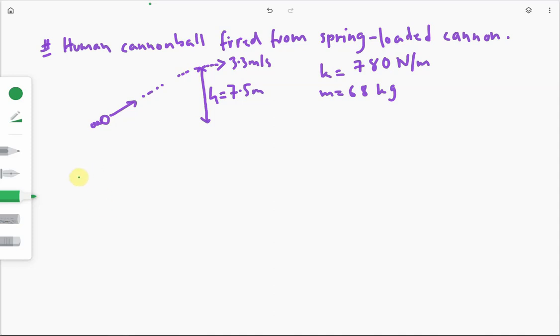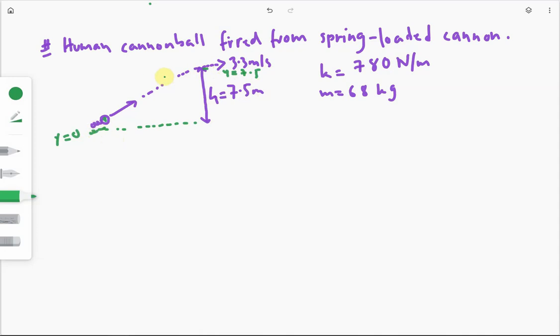Okay, so in this problem we have a human cannonball fired from a spring-loaded cannon at a circus. If we picture this situation, it looks something like this. The human cannonball starts here. So this is the guy. He's fired from this spring-loaded cannon. Let's call this y equals 0, and this point y equals 7.5, such that the height is 7.5 meters. So this is a net of height 7.5 meters.